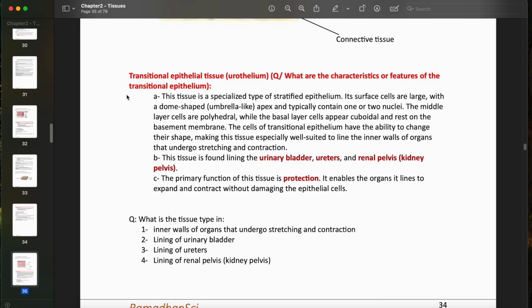The cells of the transitional epithelium have the ability to change their shape, making this tissue especially well suited to line the inner walls of organs that undergo stretching and contraction. Of course, this tissue is found lining the urinary bladder, ureters, and the kidney pelvis. The primary function of this tissue is protection; it enables the organ it lines to expand and contract without damaging the epithelial cells.